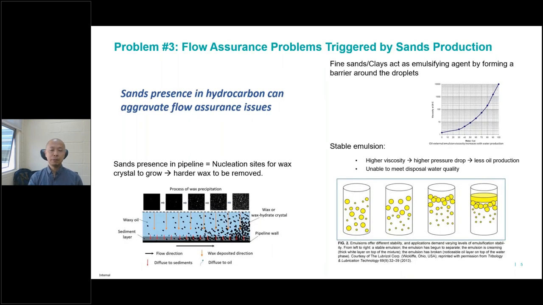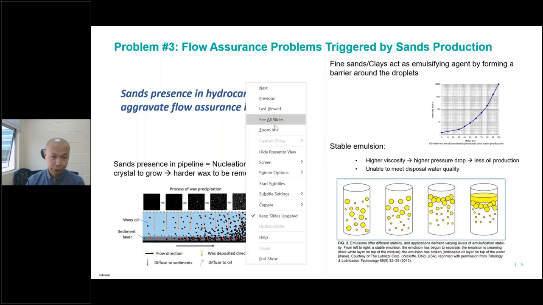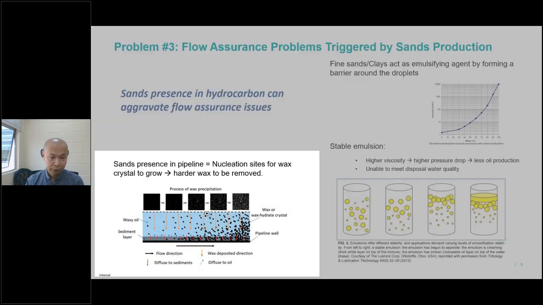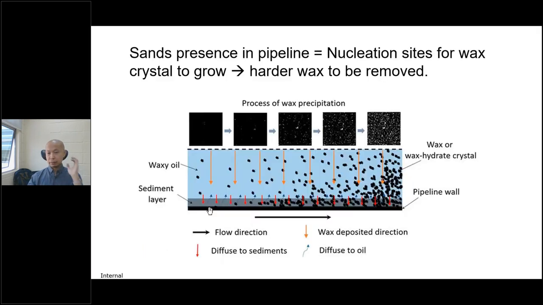The third problem is probably less obvious compared to the first two, but let me zoom in first. We're talking about the flow assurance issue. It could be specific to a certain case, but the problem is real. So let's take an example for this case where we are producing a waxy crude, right?